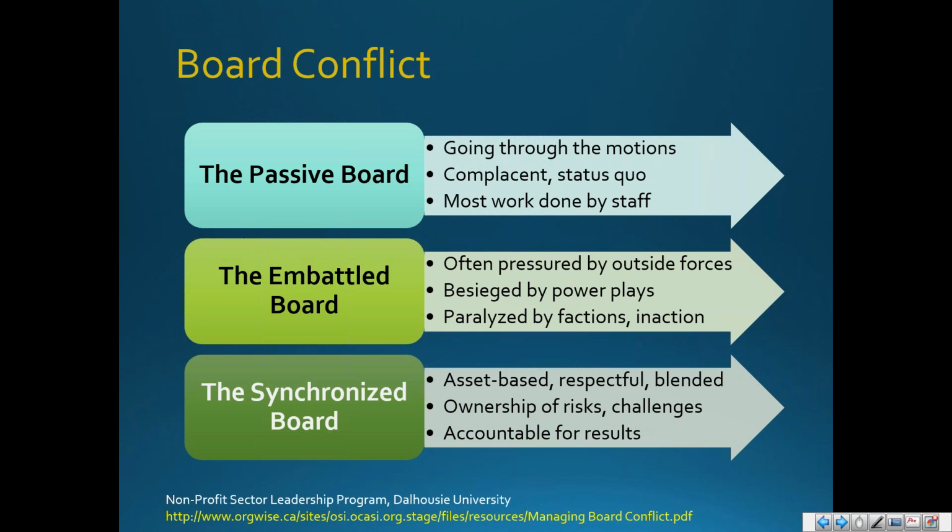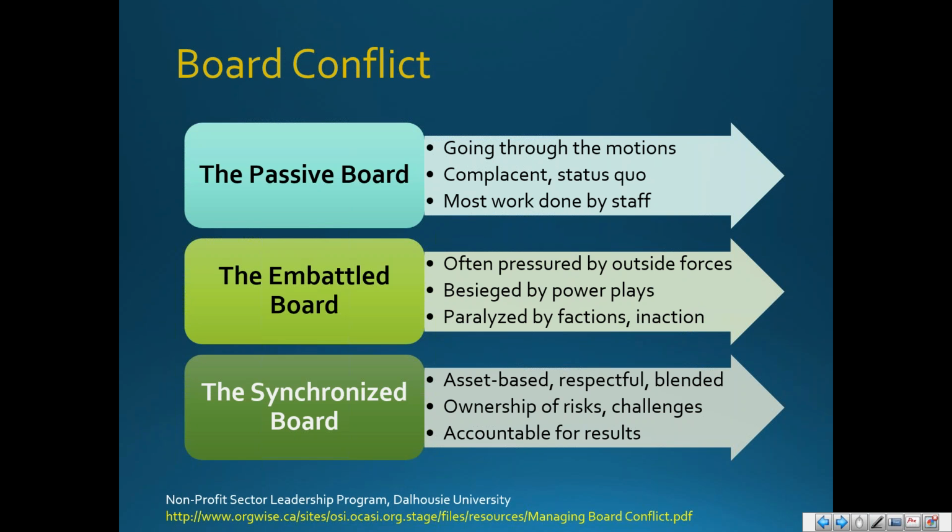Sometimes you'll see this play out by way of power plays, right? Individuals who are aligning into factions or alliances, and that often paralyzes the board into inaction. So the end result is pretty much the same as the passive board. It's not a whole lot of action.